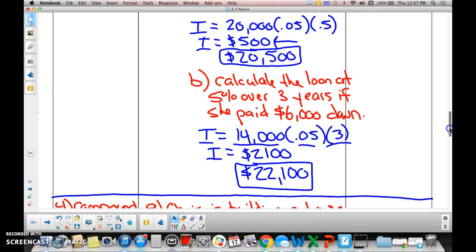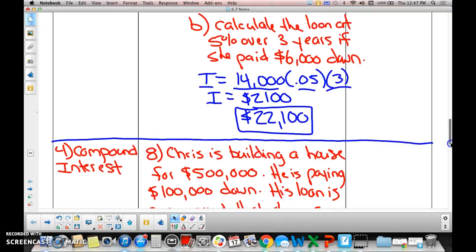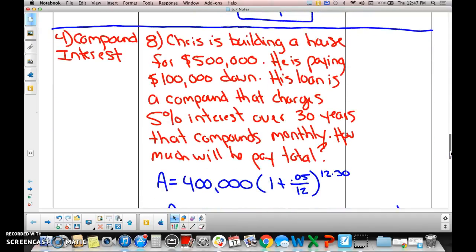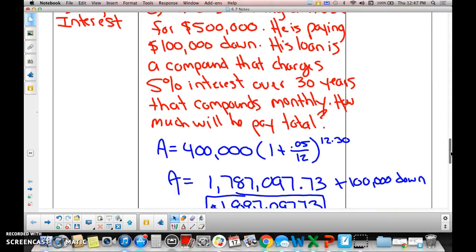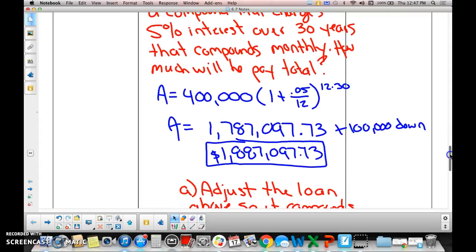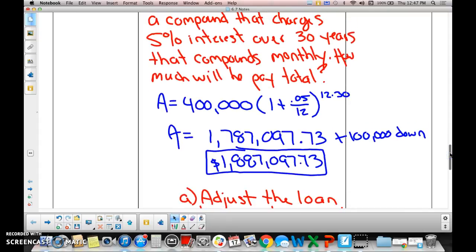One that's more intriguing is Chris and the house that he bought, a $500,000 house. He put $100,000 down, plugged in our numbers for the formula at 5%, compounding monthly for 30 years. In total, Chris will pay almost $2 million for his $500,000 house. He's at $1,887,000 and some dollars for his house, if he has a 5% interest loan over the course of 30 years that compounds monthly.